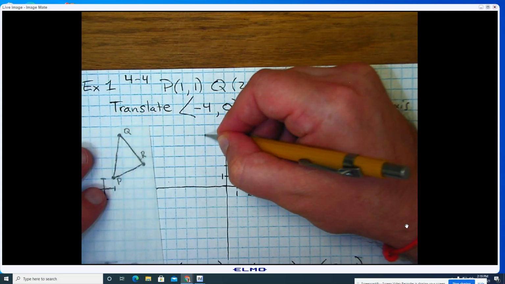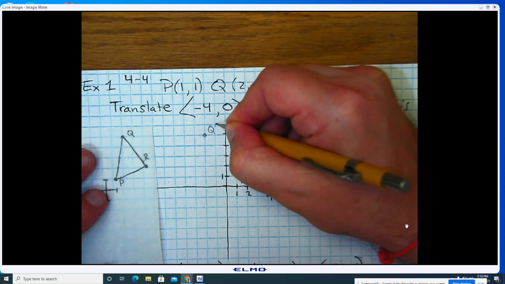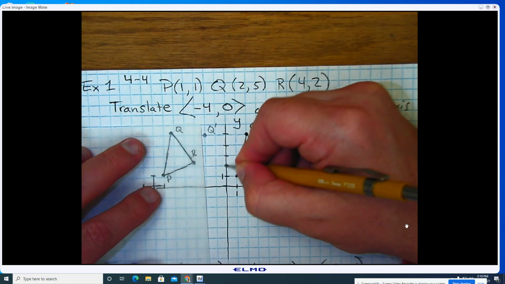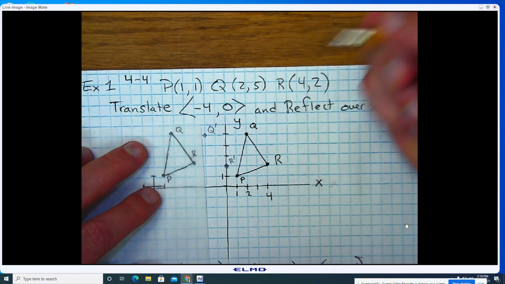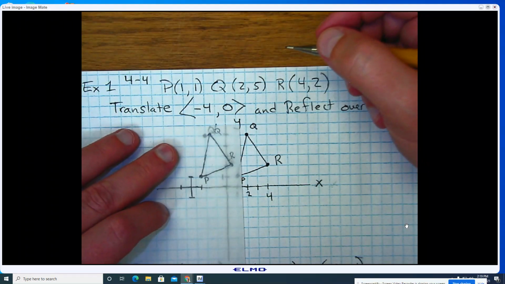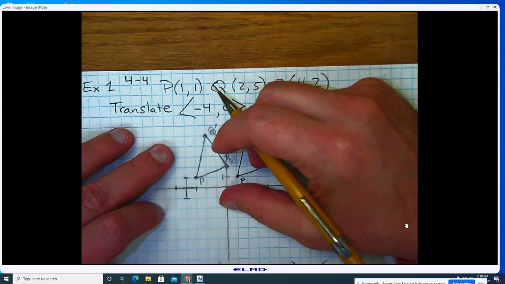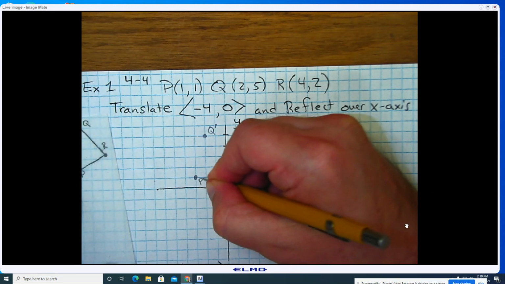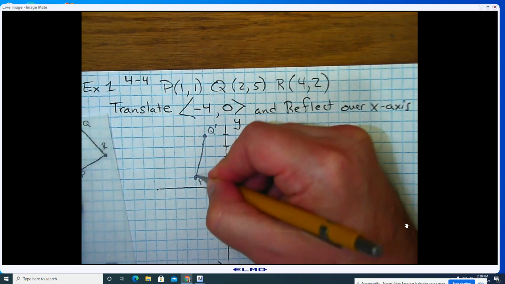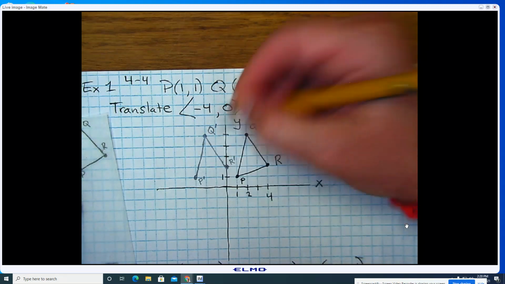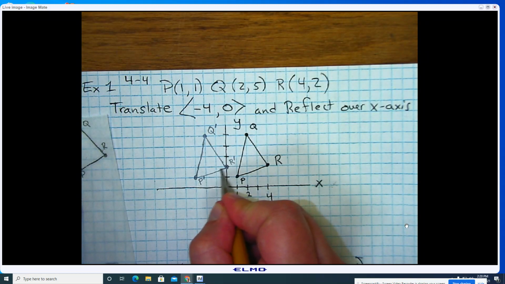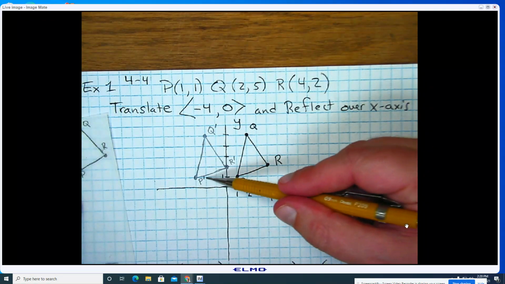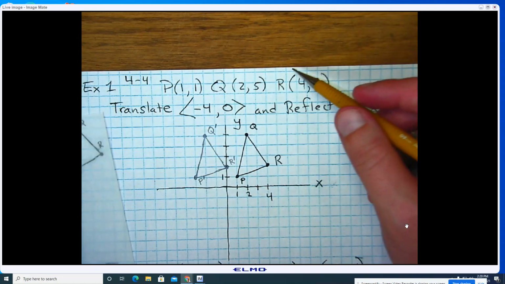So here's Q right here. We call that Q prime. Here's R prime, and P prime. Let's connect the dots and just make sure visually, does it look like it's moved 4 units to the left? And basically you're just looking at 1 point, 1, 2, 3, 4, and then yes, everything looks good.